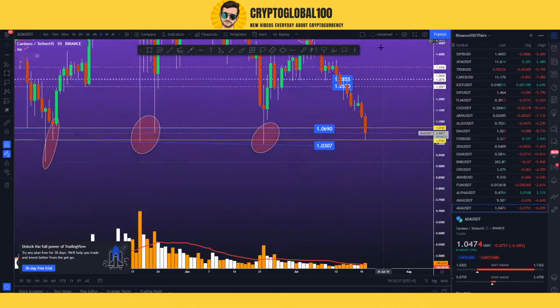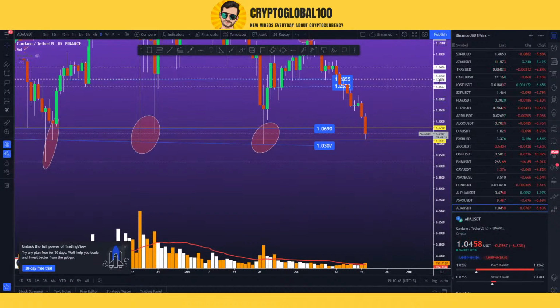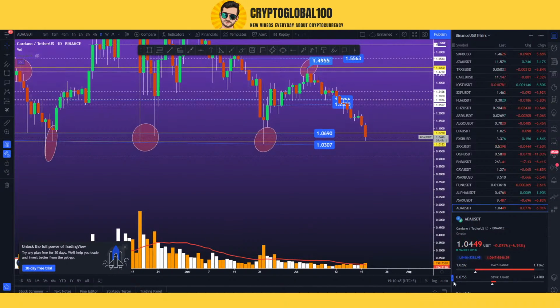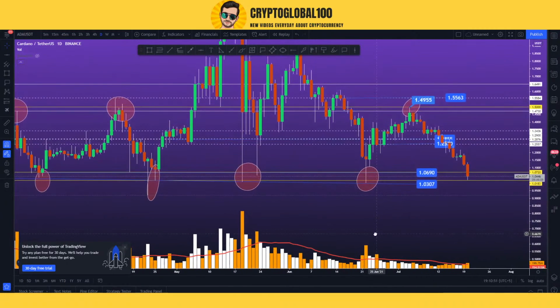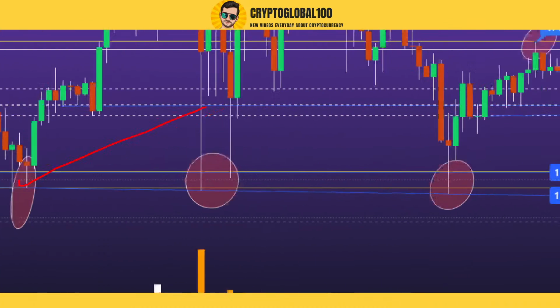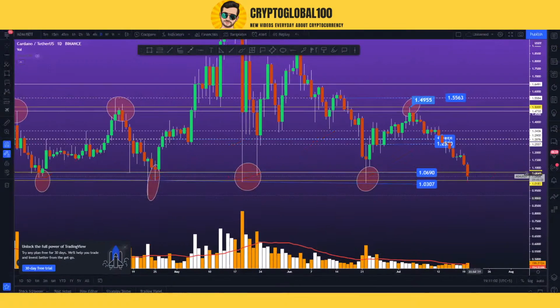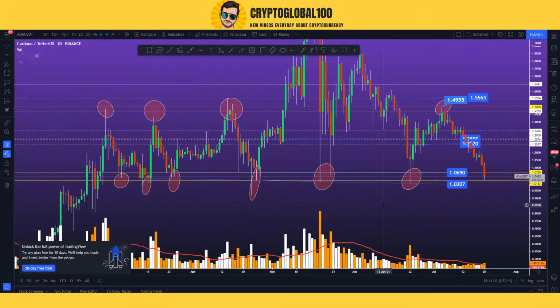So these are the levels, and guys, just take a look for yourself how perfectly it bounced off from this level. This is not the first time I have predicted accurately. You can see this area has been tested 1, 2, 3, 4, and now the fifth time this area has been tested, guys. This is a very strong point, a very strong support.